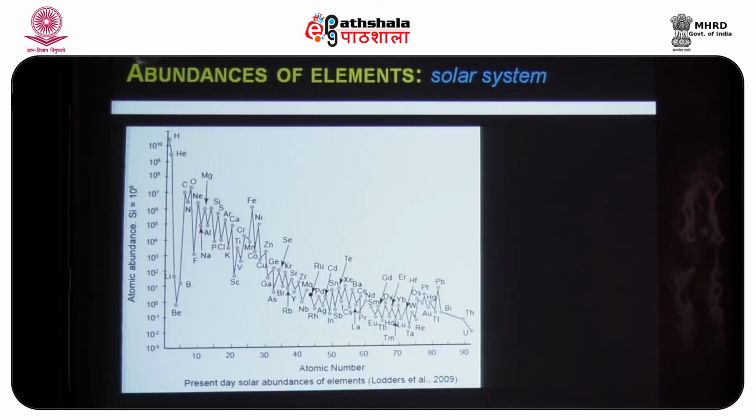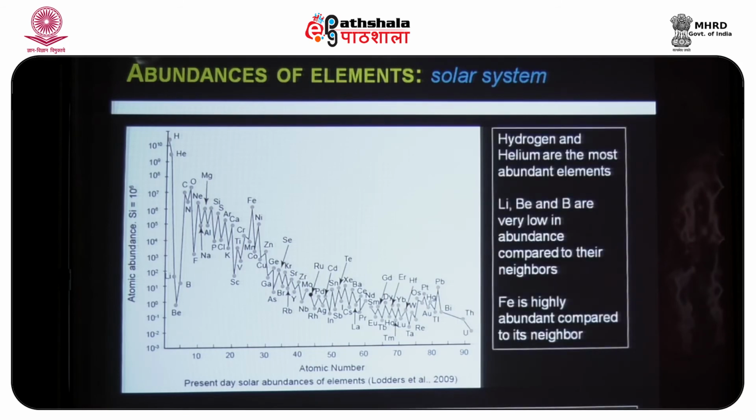Now, look at the abundances of elements in the solar system. These abundances are plotted with respect to 10 to the power 6 silicon atoms. As you can see, there are certain important features. For example, hydrogen and helium are by far the most abundant elements in the solar system, whereas lithium, beryllium, boron are among the least abundant, with concentrations much lower compared to their nearest neighbors. And the concentration of iron is very high compared to its neighbors.